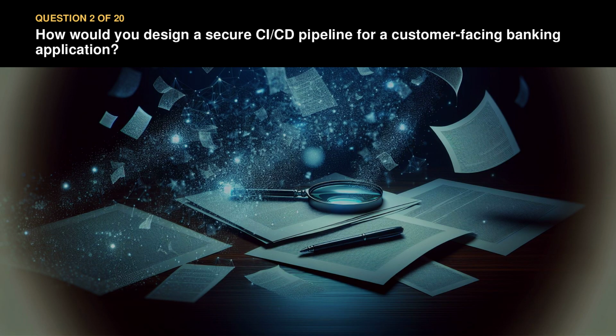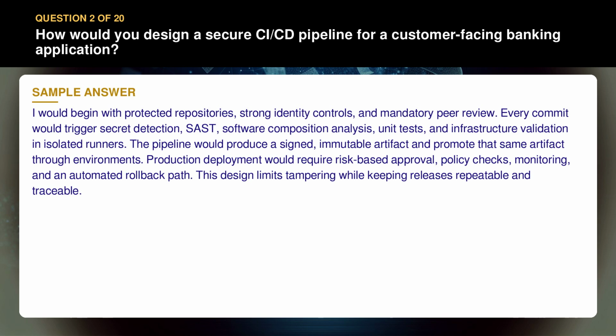Question 2. How would you design a secure CI/CD pipeline for a customer-facing banking application? I would begin with protected repositories, strong identity controls, and mandatory peer review. Every commit would trigger secret detection, SAST, software composition analysis, unit tests, and infrastructure validation in isolated runners. The pipeline would produce a signed, immutable artifact and promote that same artifact through environments.